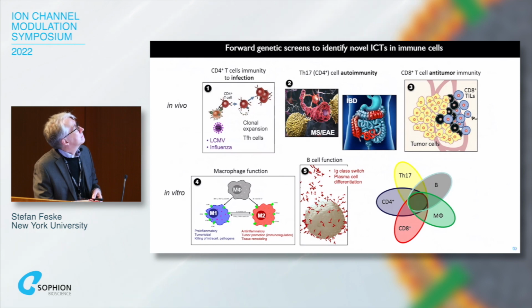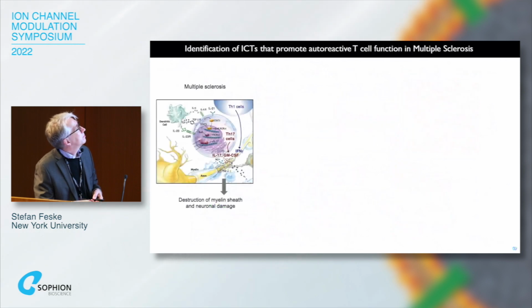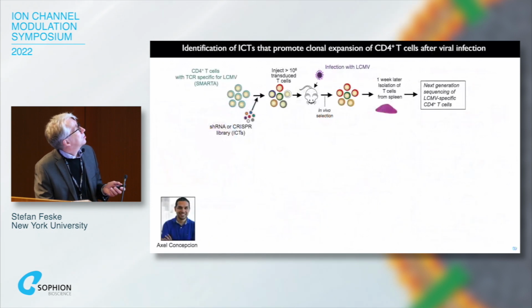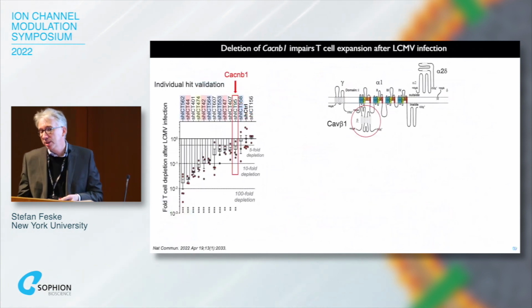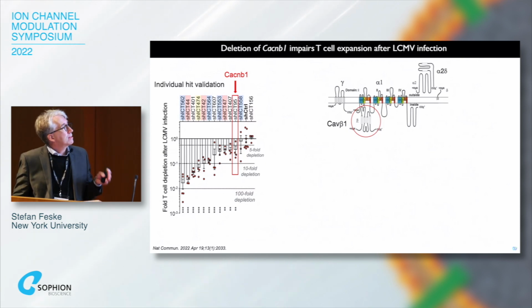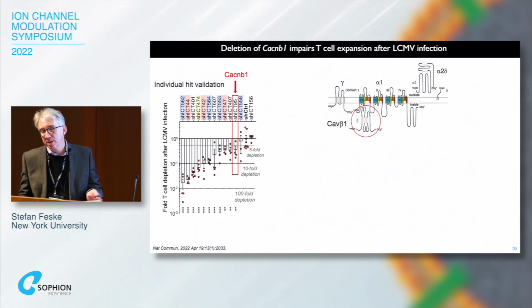What should I show you? Let me skip this. But we had actually done one screen in the LCMV setting, and our postdoc, Axel Concepcion, found several genes, about 14 hits. One of these hits that we confirmed was actually the beta subunit of a voltage-gated calcium channel. And I put this in this morning because we heard a lot about voltage-gated calcium channels.